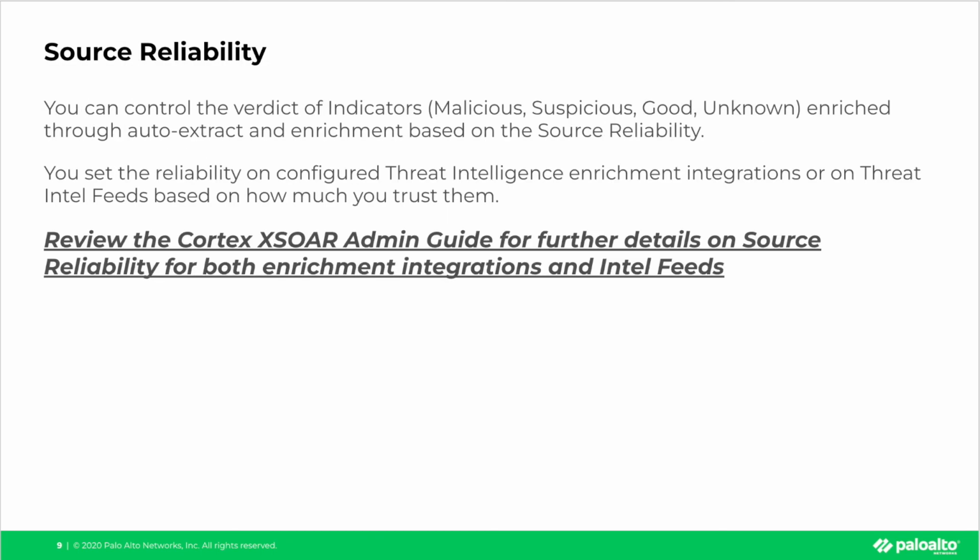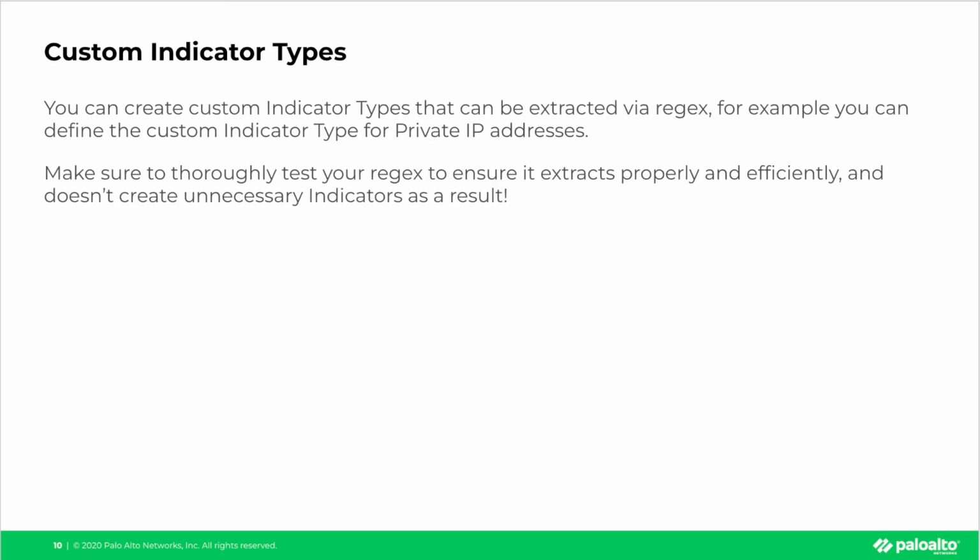Remember that you can control the verdict of indicators enriched through the auto extract and enrichment process based on the source reliability. You set the reliability on your configured threat intelligence enrichment integrations or on threat intel feeds based on how much you trust them. We highly recommend reviewing the Cortex XSOAR admin guide for further detail on source reliability for enrichment integrations and intel feeds. Lastly, remember that you can create custom indicator types that can be extracted via regex. For example, you can define the custom indicator type for private IP addresses. Make sure you thoroughly test your regex to ensure it extracts properly and efficiently. It doesn't create unnecessary indicators as a result.